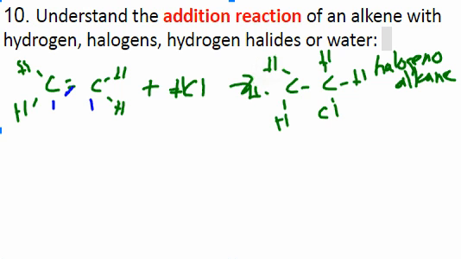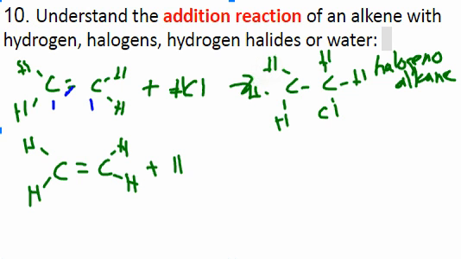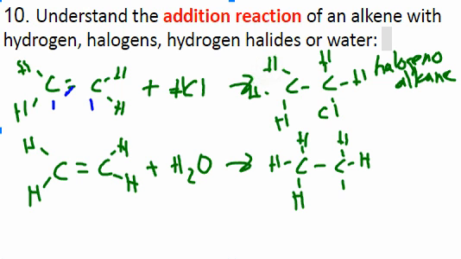And then my last option is adding water. Plus H2O. And remember, if you think of H2O as really being HOH, then it should be obvious that the H will go on one carbon, the OH will go on the other carbon, and you form an alcohol. So those are the 4 basic addition reactions with some other substance.